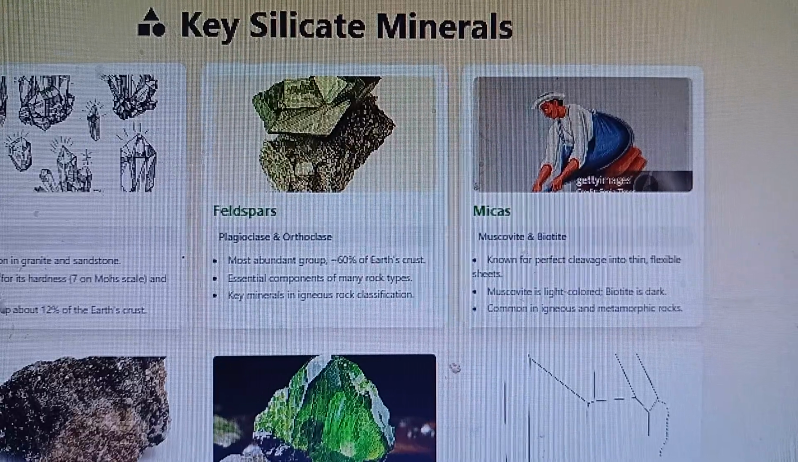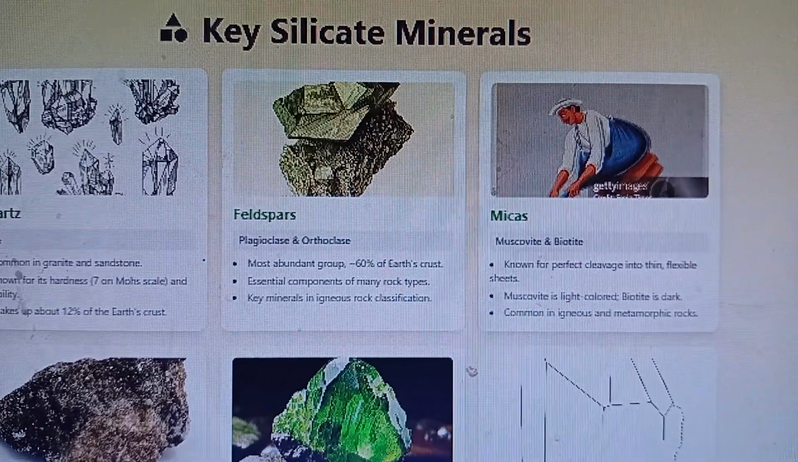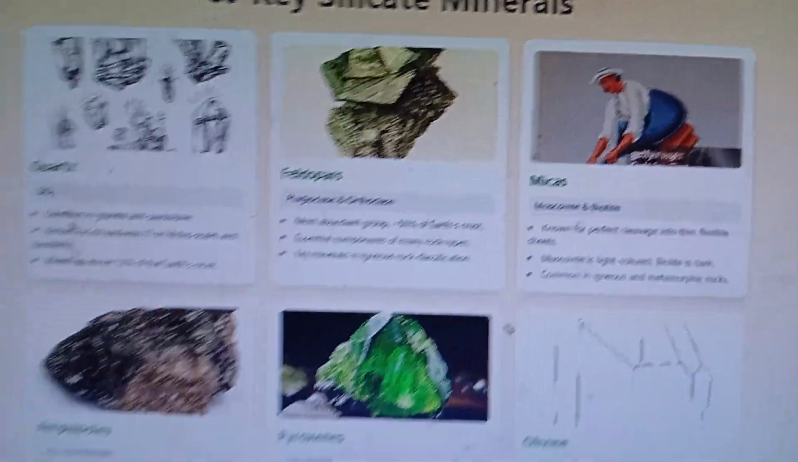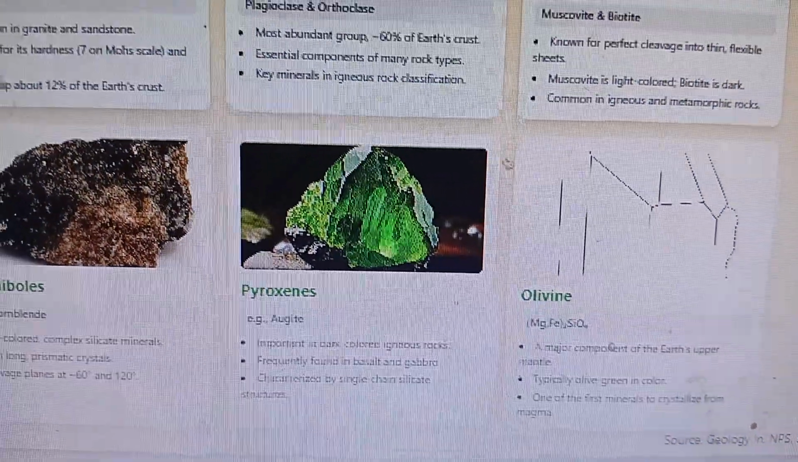Amphiboles like hornblende form prismatic crystals, with distinctive 60-degree cleavage angles. Pyroxenes appear in dark, igneous rocks, while olivine crystallizes first from magma and dominates the upper mantle.